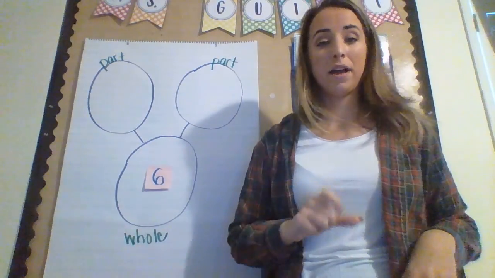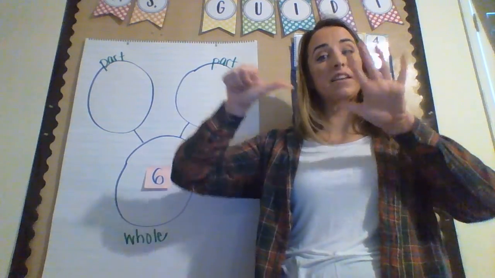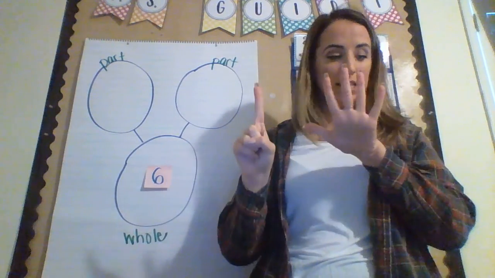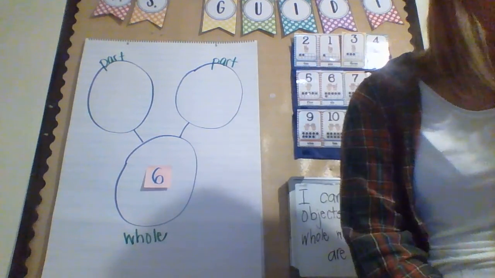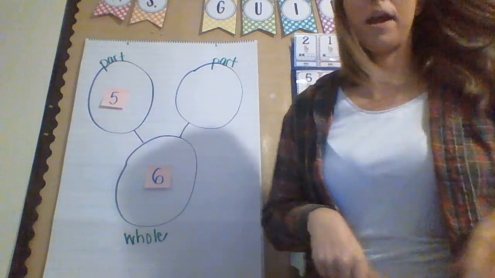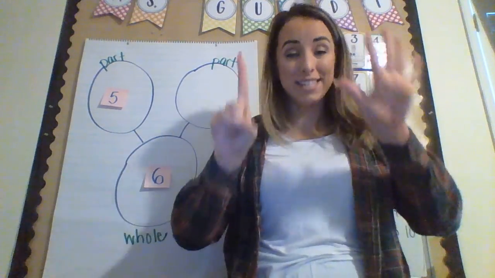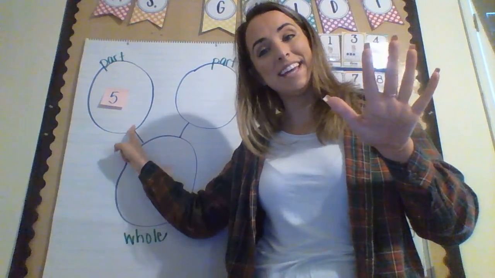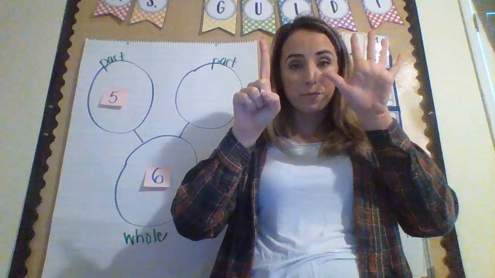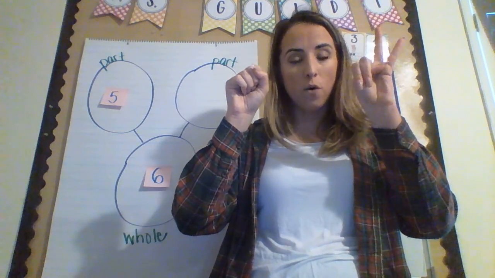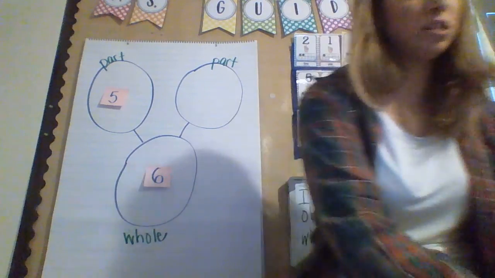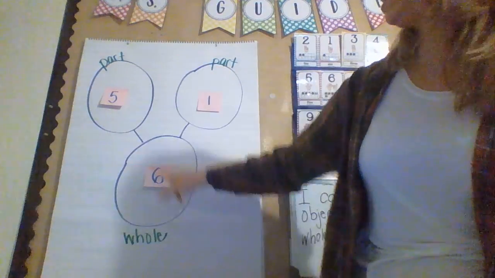6. Okay. My whole is 6. That means I need to find 6 fingers. Okay. 6. I know one of my parts is 5. So I have 6, and I know that one of my parts is 5. So that must mean, how many fingers am I going to put down? 5. So 1, 2, 3, 4, 5. How many do I have left? Just 1. So that must mean 5 plus 1 is 6.